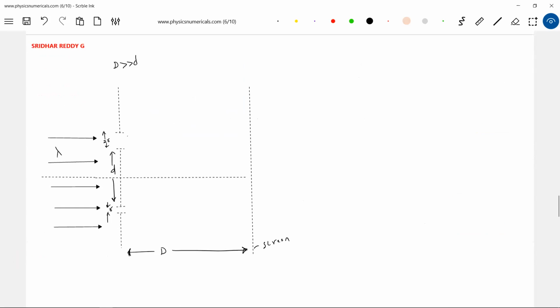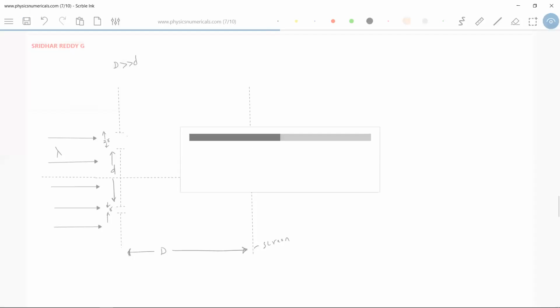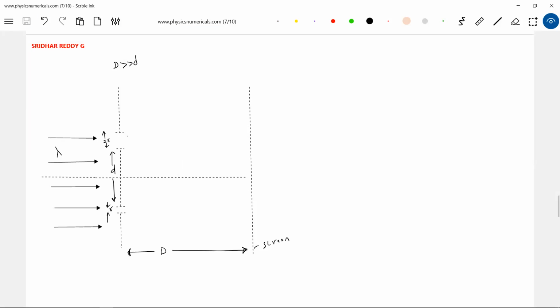I'll take the next one. In the interference phenomena, if the width of the slit is doubled, you can see that one. I'll increase the width of the upper slit to 2R, keeping the lower slit at R. Intensity is directly proportional to the width of the slit. If this is I naught, what do we expect here? 2 I naught.